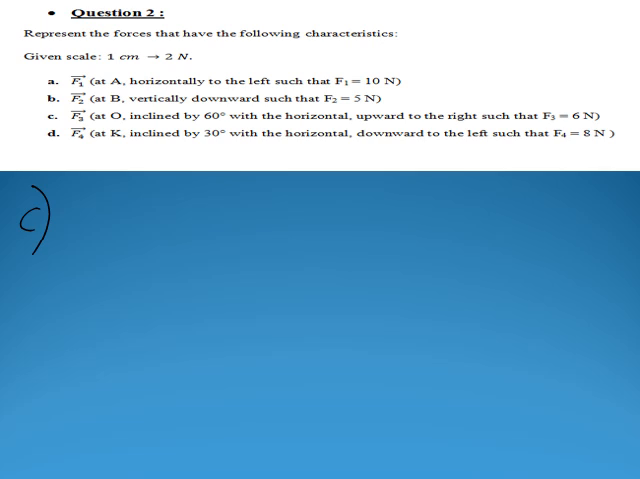F3 is 60 Newton at point O, this is point O, inclined. This is the horizontal, let's say. Inclined by 60 degrees with the horizontal, upward to the right. You put the protractor. F3 equals 60 newtons, so this should be 3 centimeters. So upward to the right, you have to put the protractor here in this region. You count 10, 20, 30, 40, 50, 60, and whenever you reach 60, you can draw this one. This is F3. This should be 3 centimeters, and this point is O.